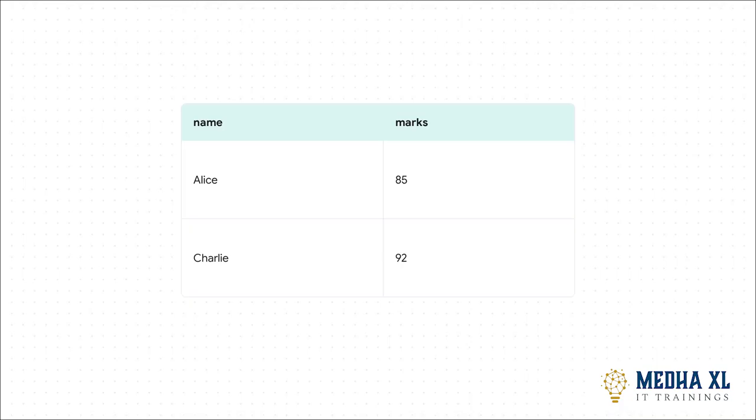And there's our result. Take a look. Bob and Diana, who had scores of 55 and 60, they're gone from the list. The where clause has perfectly filtered our data, leaving only the students who scored above 60. This is getting pretty useful, but we can make it even better.